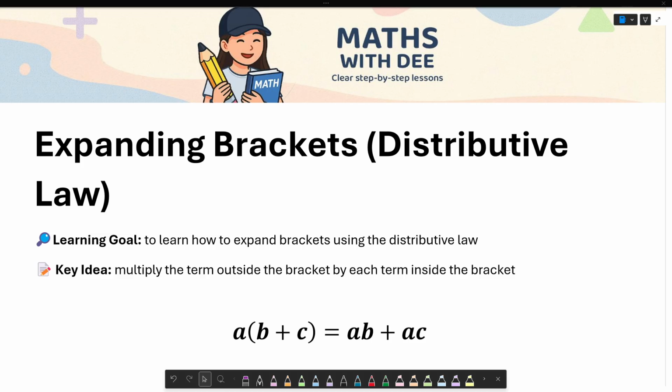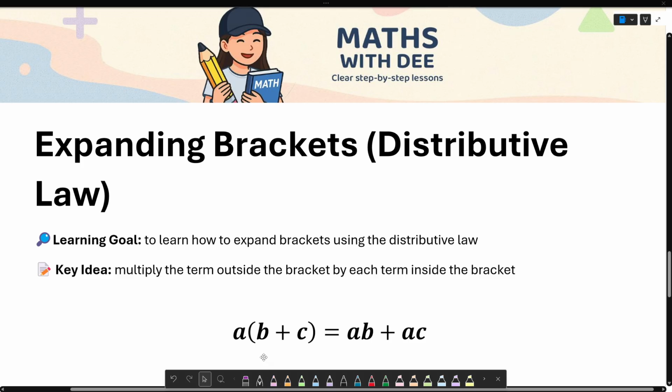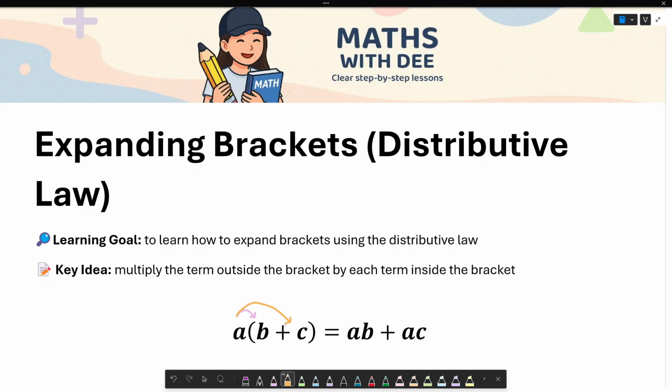We draw two clear loops from the outside term to each term inside the bracket. One color per term. This trick doesn't just help you understand, it helps you remember and avoid mistakes, especially with negatives.